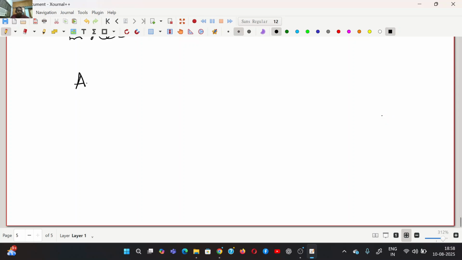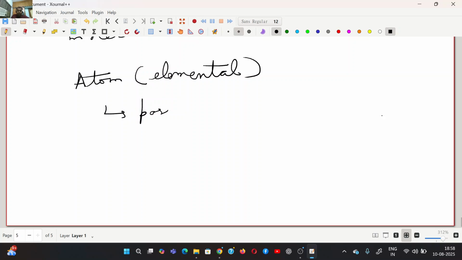For instance, an atom is basically an elemental form, right? It possesses only electronic energy levels.